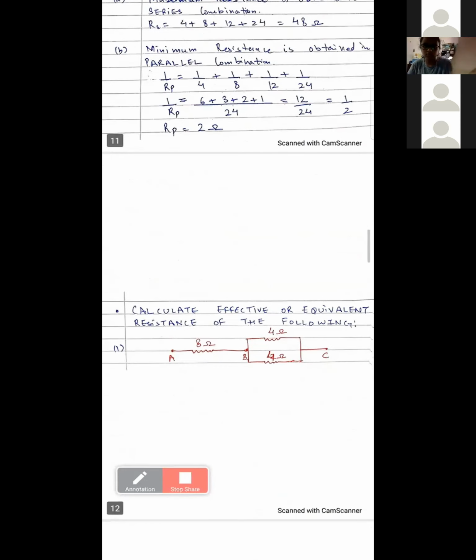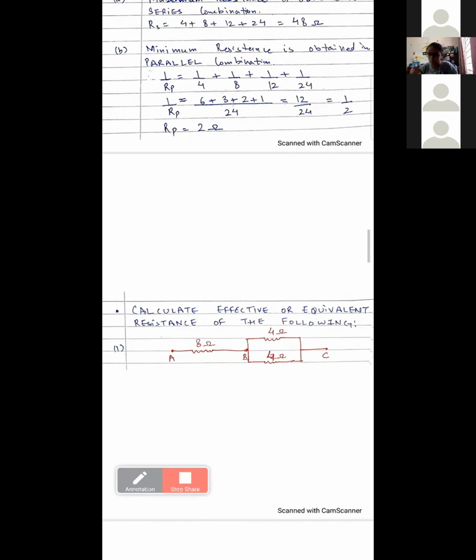Come to this circuit. Find the equivalent resistance yourself. I'm giving you some time. Across AC, I have to find equivalent resistance. I have 8 ohms, 4 ohm, and 4 ohm. You don't need a battery to calculate that. Just draw the resistance diagram here. We require a battery also, I know, but the whole circuit I have not drawn. I'm just asking the resistance question here.